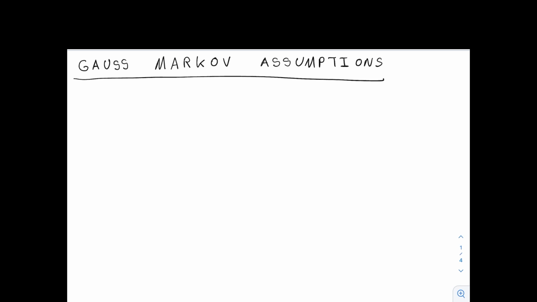If you're starting a course in econometrics, regression analysis, or really a number of other related courses, one of the earliest topics you're likely to encounter are the Gauss Markov assumptions. So what are they?